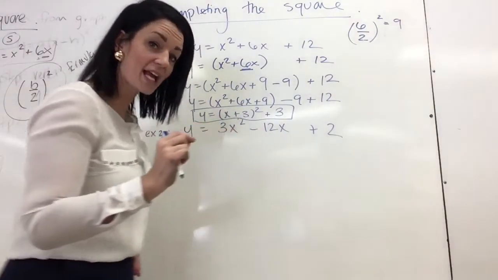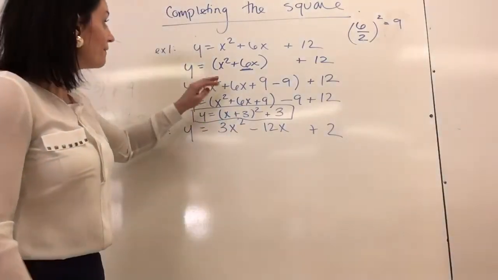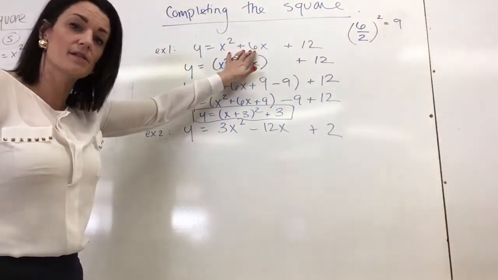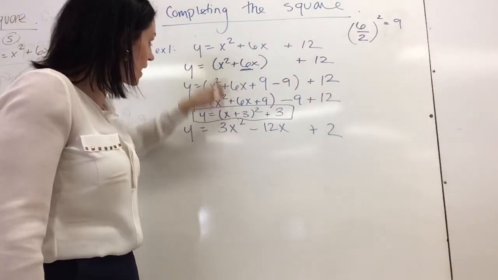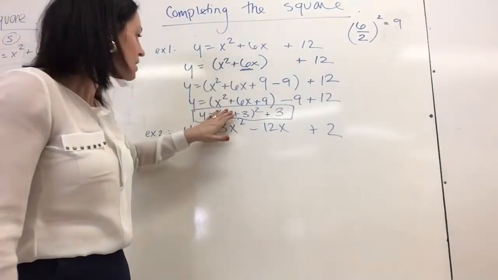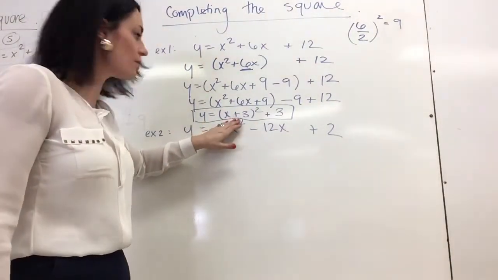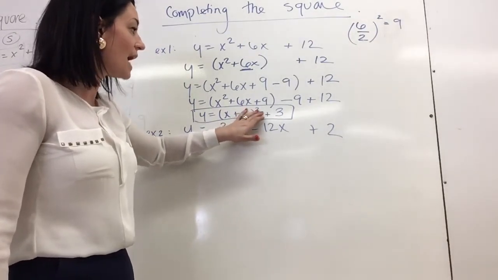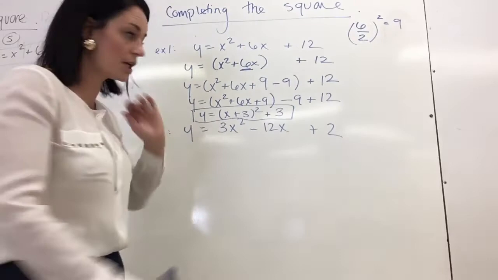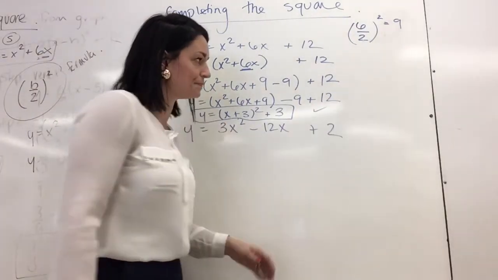A way to check if you've done this right: if you plug x equals 0 into this equation, you get 12. This should be the exact same equation as this, but in a different form. So when we plug in x equals 0 to this equation, 0 plus 3 is 3, 3 squared is 9, and 9 plus 3 is 12. So I'm feeling pretty good that this is correct, okay?